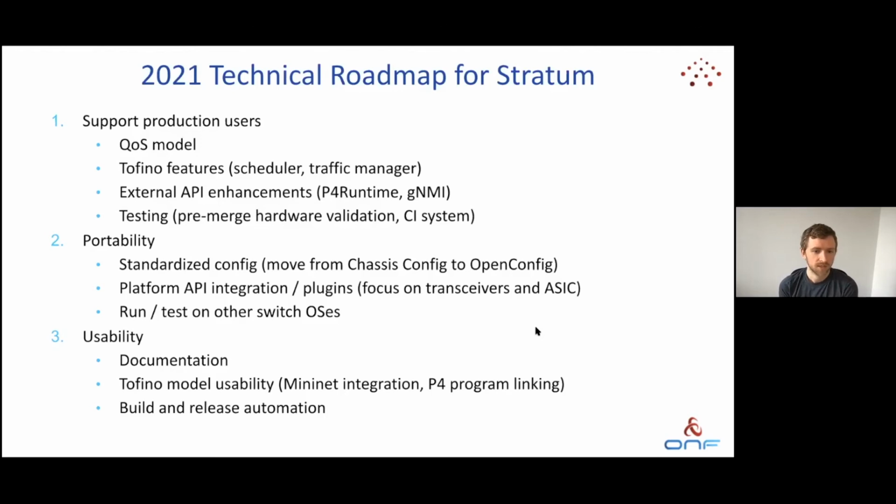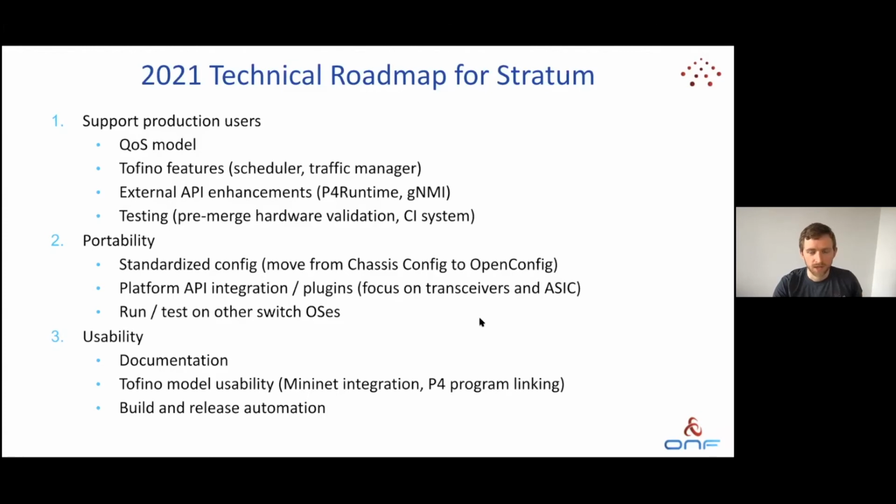And lastly, we just want to continue to improve build and release automation. So releases are still somewhat manual. If we make those lighter weight, we can do them more quickly. And on the build side, we're exploring using Bazel to build the Docker containers to simplify that process for users. So that's largely the technical roadmap. Support production users, increase our portability story, and continue to make the platform more usable.